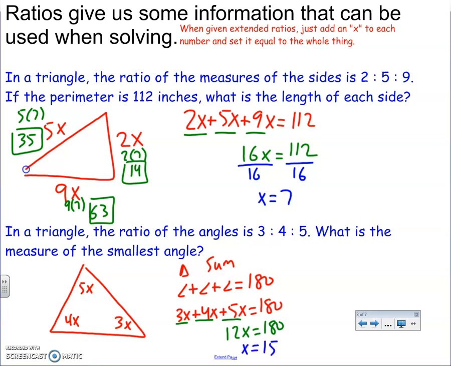Do they want x? No, they say, what's the smallest angle? Find the smallest of the 3. 3x is the smallest. 3 times 15, that is 45. 45 degrees is the smallest angle, and I should add units here, so 63 inches, 14 inches, 35 inches. Right, that's how we use ratios.